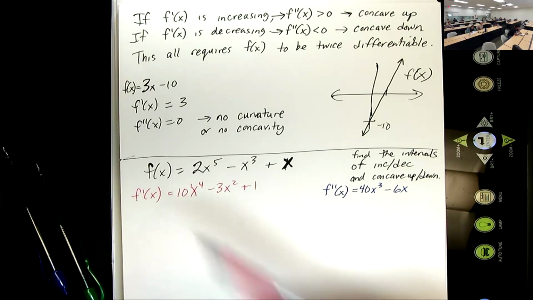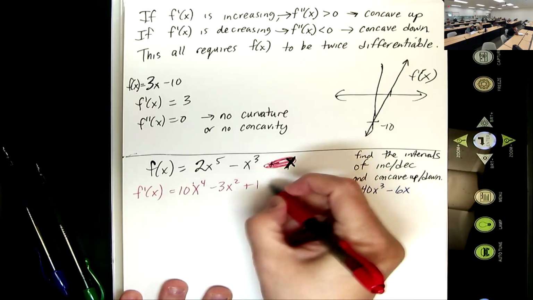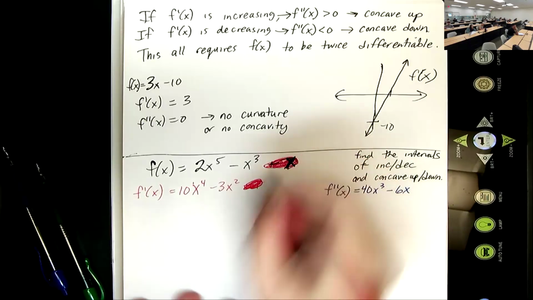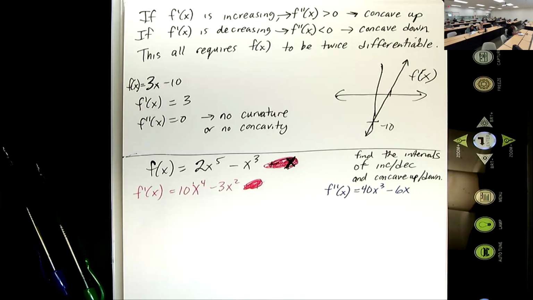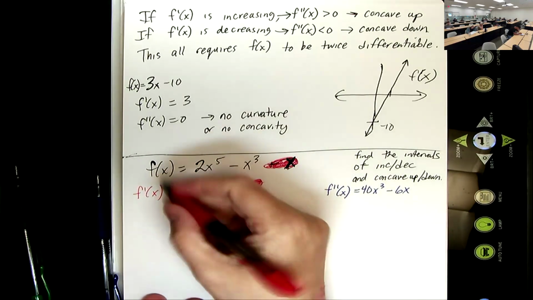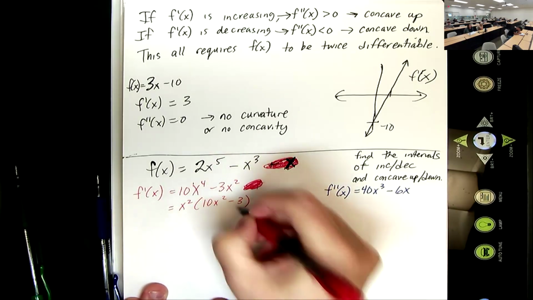We use the first one for regions of increase or decrease. I made this a little bit ugly. You know what? Let's get rid of that plus x. I made up this problem as I was doing it, there's a reason why I didn't have a plus x before. We don't want to spend forever factoring it, finding where the zeros are, but this one's kind of easy. Now we can factor out an x squared. I get 10x squared minus 3.